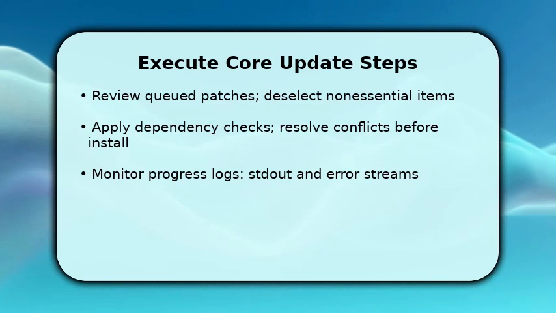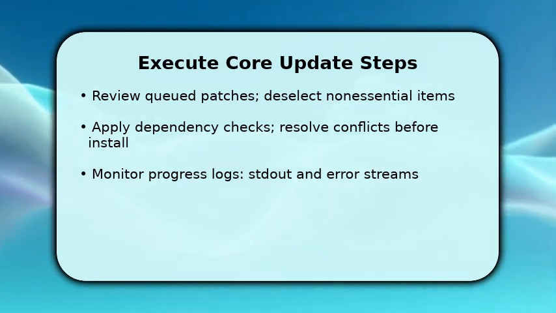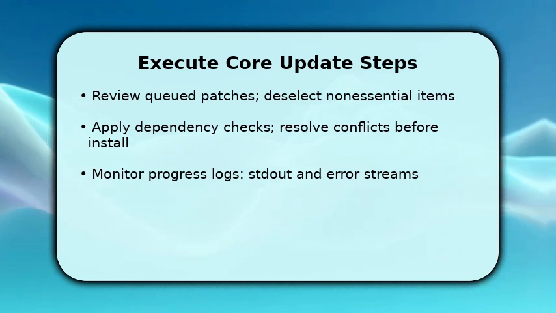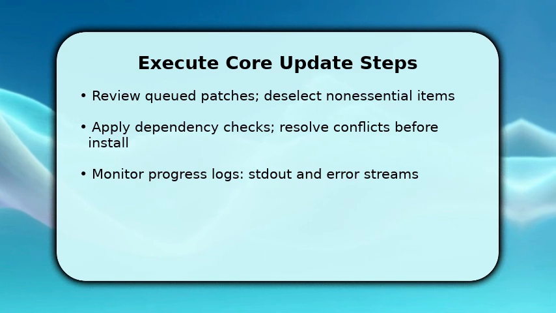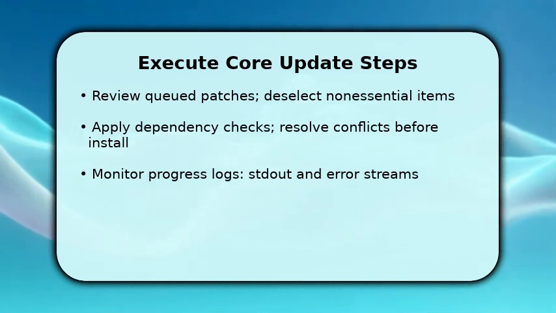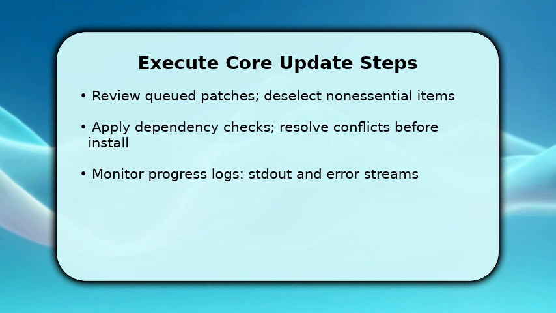You proceed by reviewing the queued patches and dependencies the updater found. Check each item, deselect optional components to shorten downtime. Then run the dependency resolver so the updater installs prerequisite libraries in the correct order.